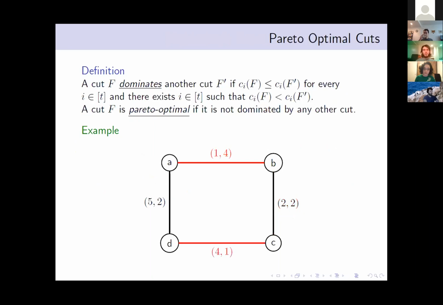Next, Pareto optimal cuts. We say that one cut dominates another if it's at least as cheap under every cost function and strictly cheaper under at least one of them. A cut that's not dominated by any other is Pareto optimal. So the red edges here have a total cost of 5, 5. Every other cut has a cost of at least 6 in one of the two cost functions. So this cut is Pareto optimal. Note that it's not parametric, however.